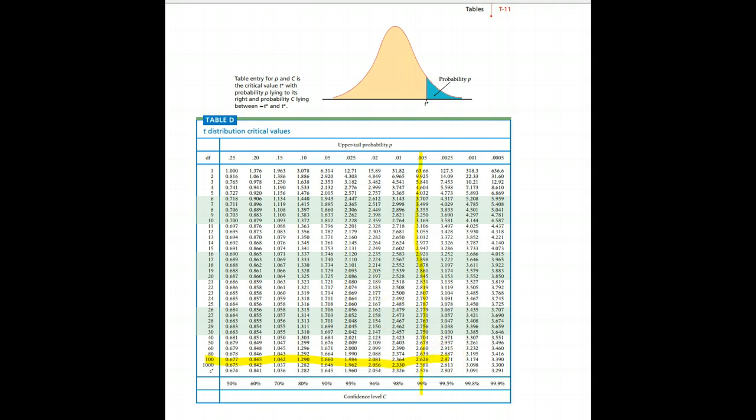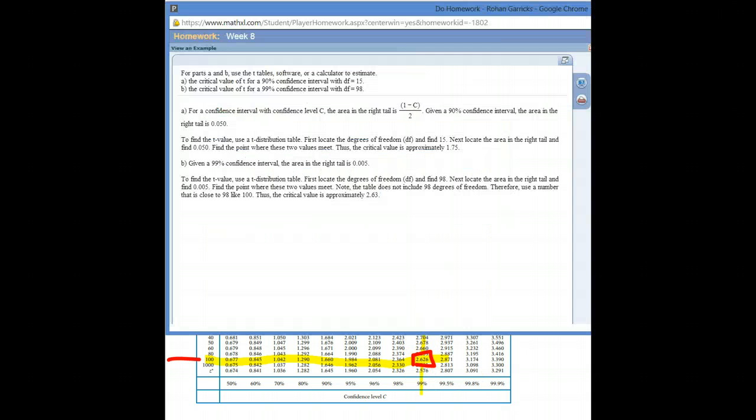So the answer we are looking for here is the intersection of this and this, which is that value right there of 2.626. Alright, and again, you want to round it off appropriately. So that's how to use a table.